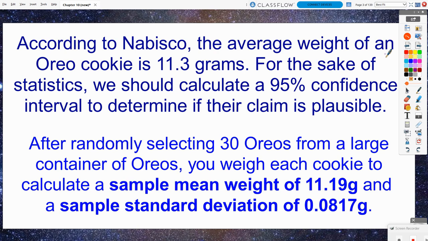0.0817 grams. Now, the sample standard deviation is going to be a new thing in this chapter because in our proportion chapter, we just needed the sample proportion, and we used it multiple times throughout the problem. But for a mean problem, we will need not only the sample mean, but we'll also need a sample standard deviation.